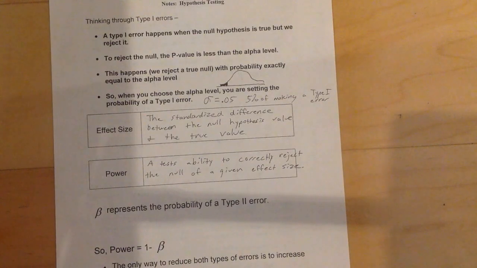Because that's going to affect the size of your type 2 error, the odds that you're going to make a type 2 error, because the smaller effect that you want to be able to detect, the more likely you are to make a type 2 error, because it's harder to pick up on those small differences. The larger of an effect that you want to detect, the easier it is to do, and the less likely you are to make that error.